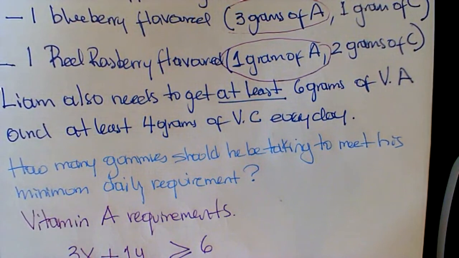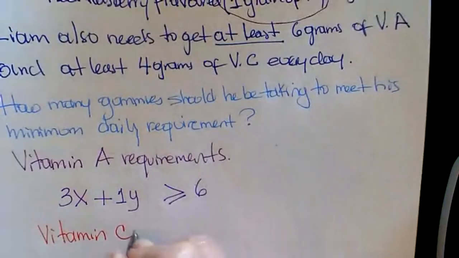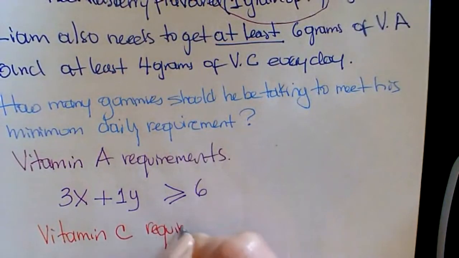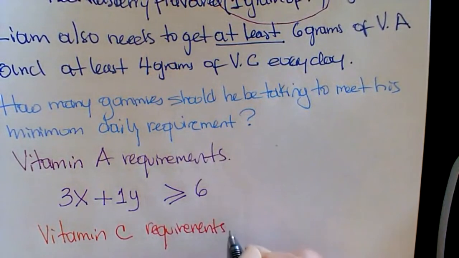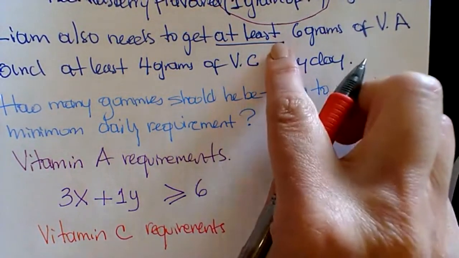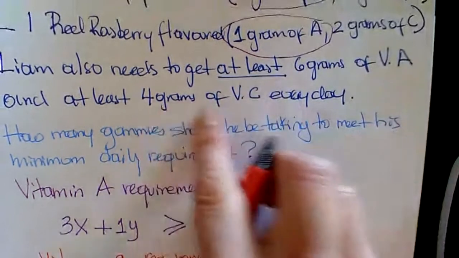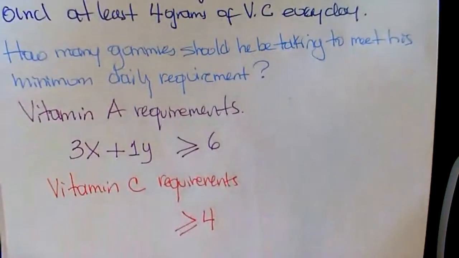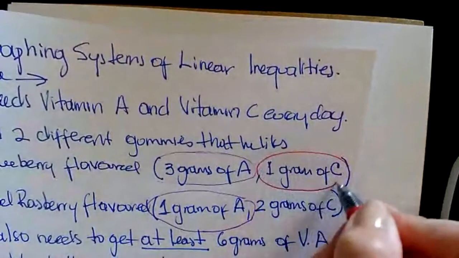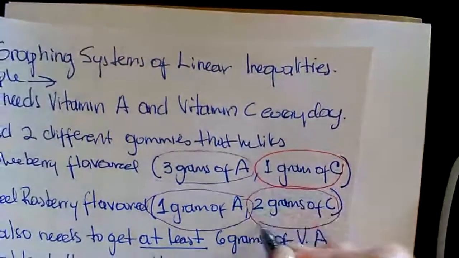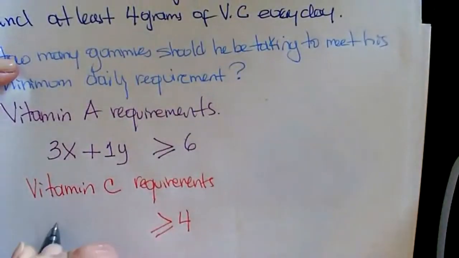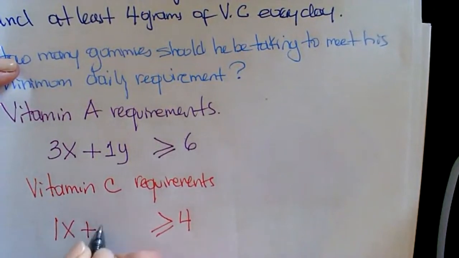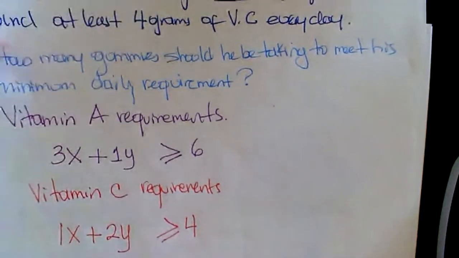And now, let's pick a different color. This is the vitamin C requirements. This has to be what? Greater than or equal to 4. So it's got to be at least. What do we have here? We have 1 gram of vitamin C and 2 grams.